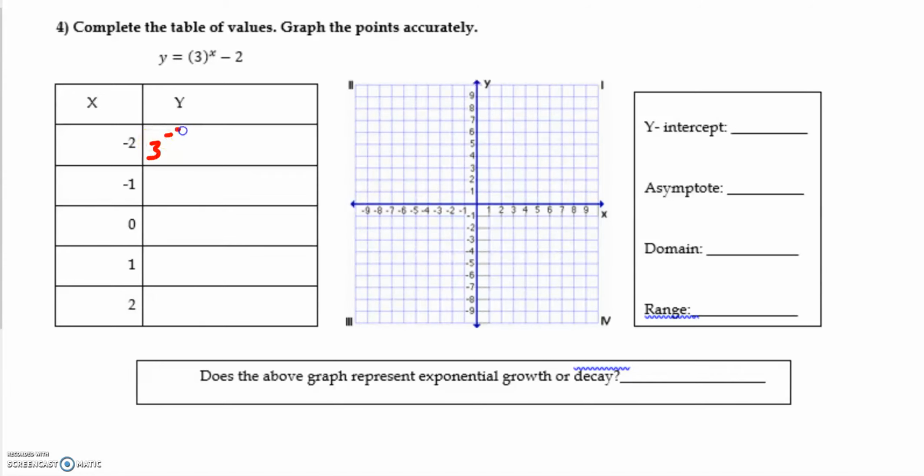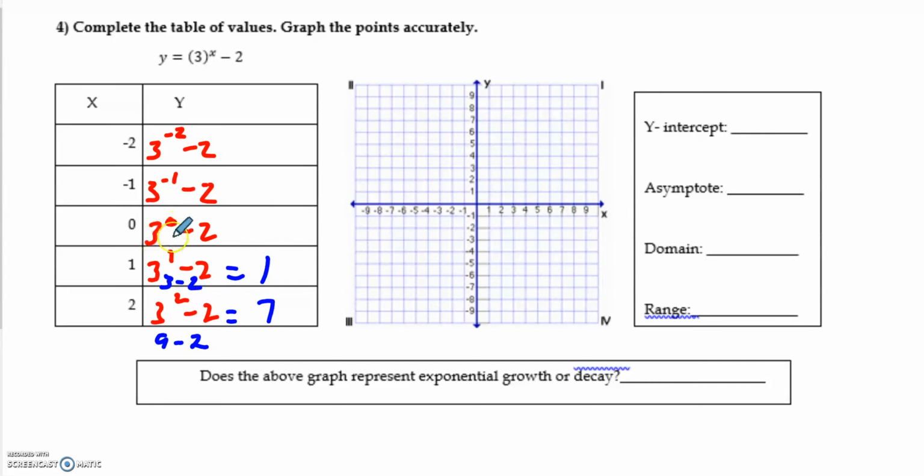It would be 3 to the -2nd power minus 2, 3 to the -1st power minus 2, 3 to the 0th minus 2, 3 to the 1st minus 2, and then 3 to the 2nd minus 2. If we start at the bottom, this is really 9 minus 2 or 7. This is really 3 minus 2 or 1.